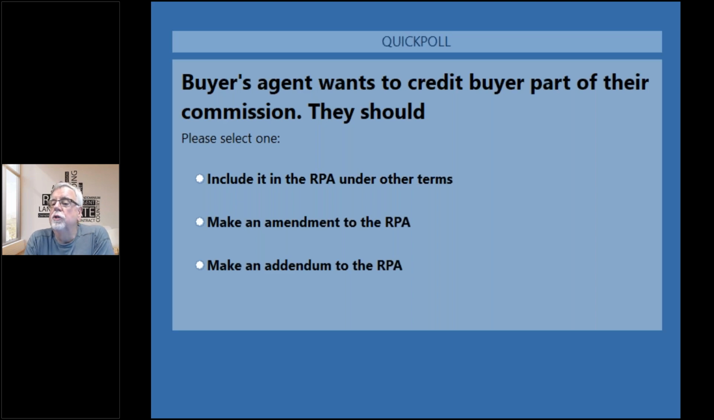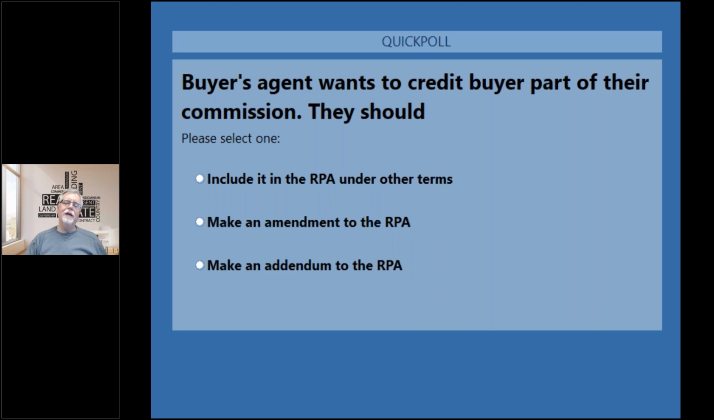And as I see, the majority are saying we're going to put it in the RPA under other terms. And there's a group of people, boy, people are changing their votes back and forth all over the place. The numbers are jumping more, an addendum to the RPA. So the best answer for this, rather than putting it under other terms, what you should do if you're the buyer's agent, when you're writing the offer, right? When you're writing the offer, you should make that an addendum to your offer, right? That would be the best practice.